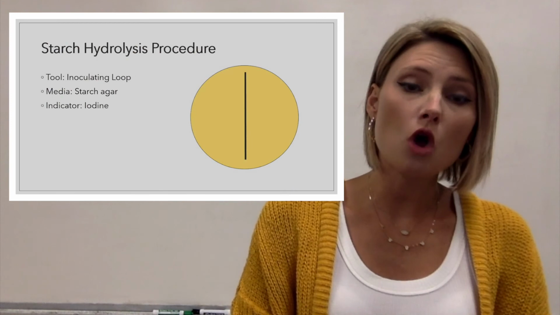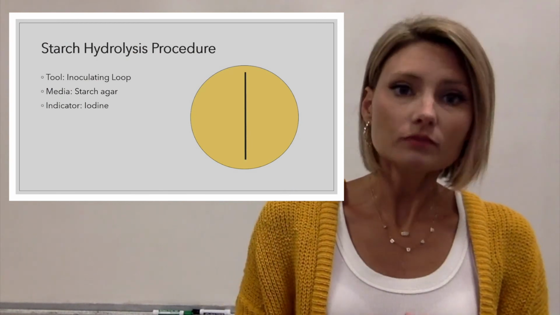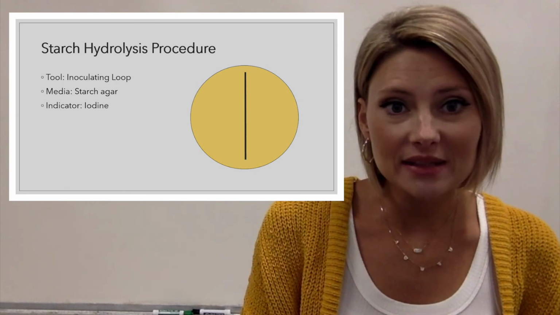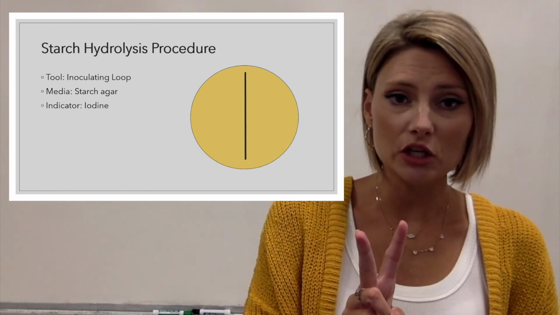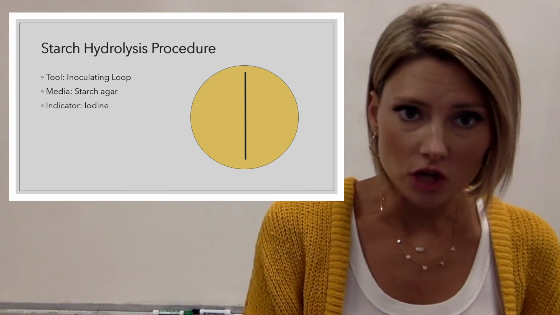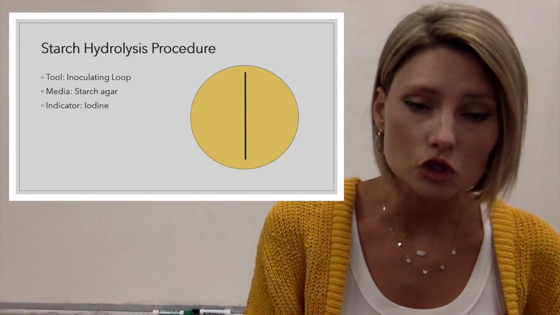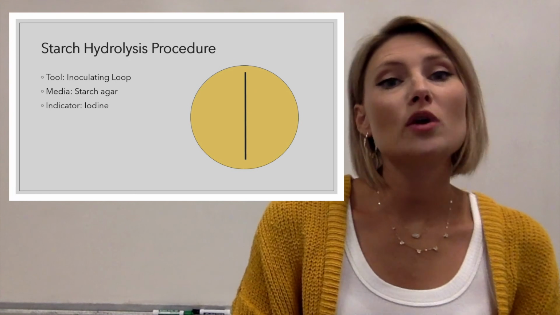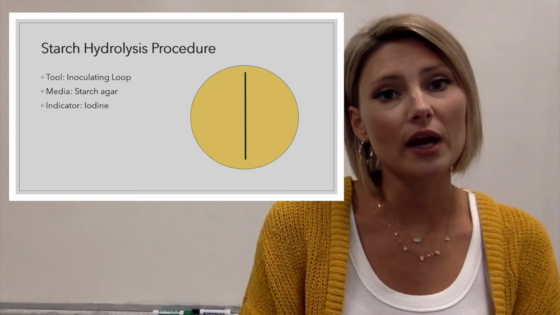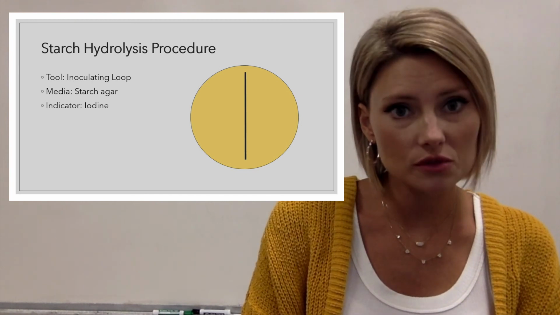So what we're going to do is we are going to use what is called starch agar, and it's in a petri dish, and we are going to inoculate that with our bacteria. We've got two bacteria that we're going to use today, E. coli and Bacillus. One of them is positive for starch hydrolysis. One of them is negative for starch hydrolysis. So we are going to inoculate those plates, incubate them for 24 hours, and then we're going to come back and read the results. Okay?